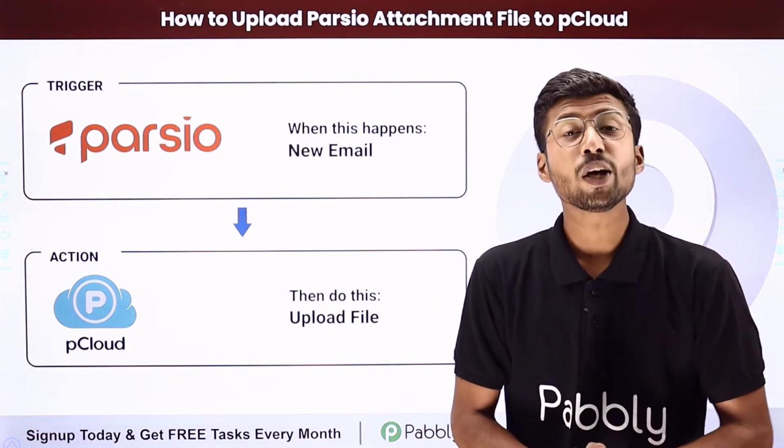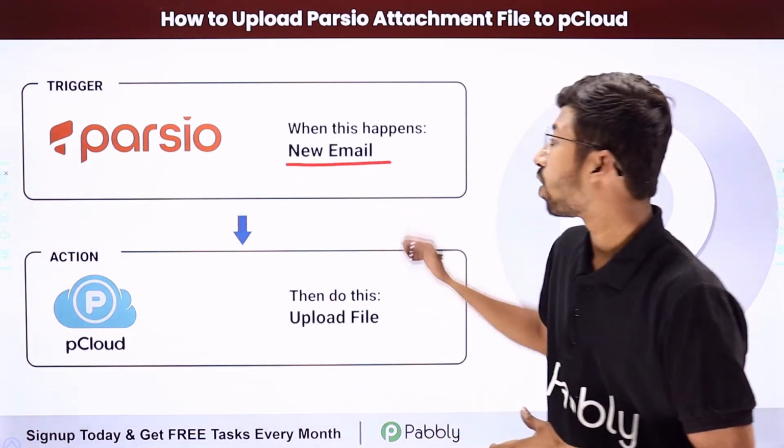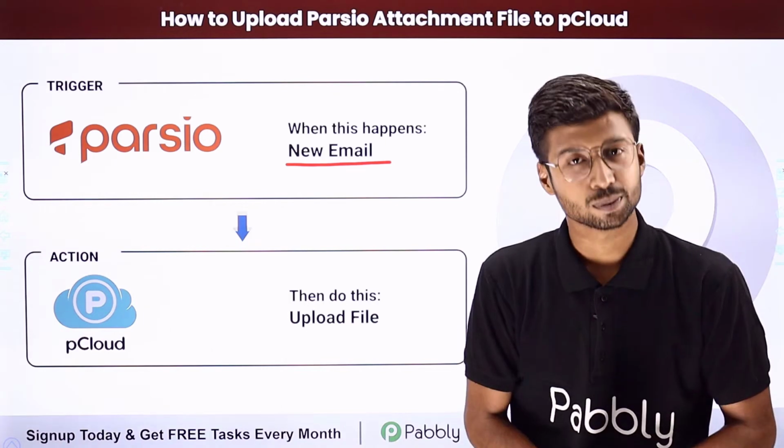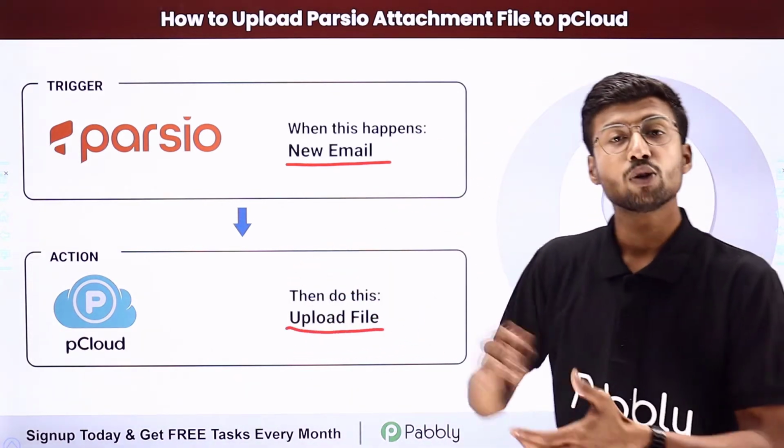Now, you can completely automate this process. So the trigger of this automation will be receiving a new mail on our Parsio email with attachments. And the action will be uploading those attachment files to our pCloud account.